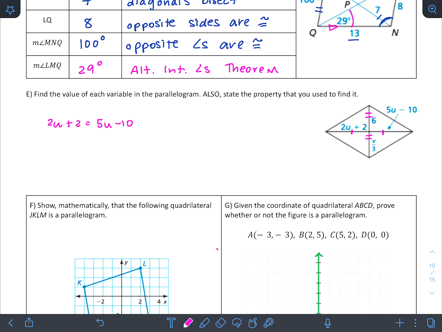And then the other thing we would have to solve, and I'll set it up separately, is that 6 would equal v over 3. Now, don't question the second example. A lot of people see that v over 3 and freak out. It's dividing that v by 3, so the way we get rid of it is with multiplication of 3. So v equals 18 as my v value.